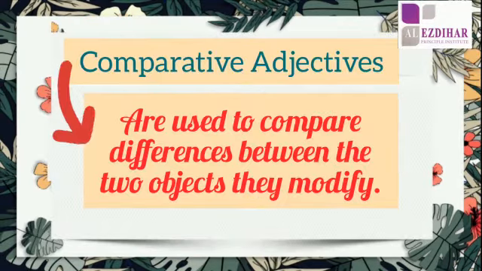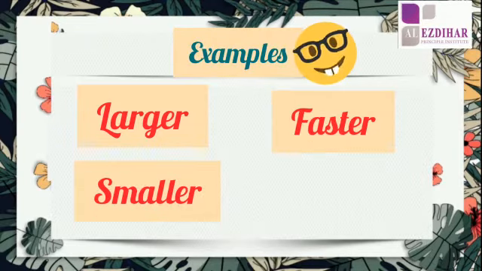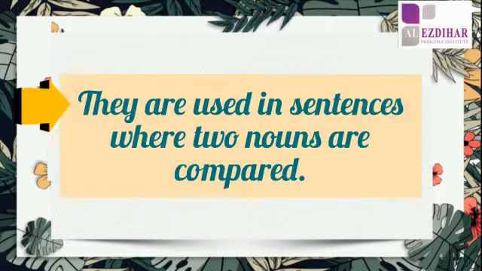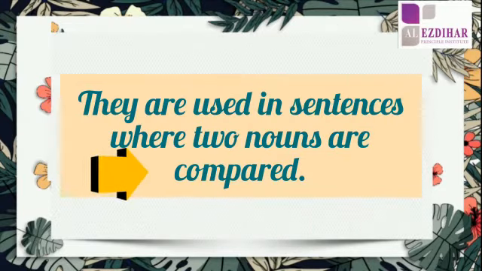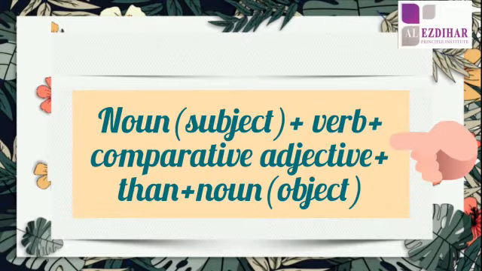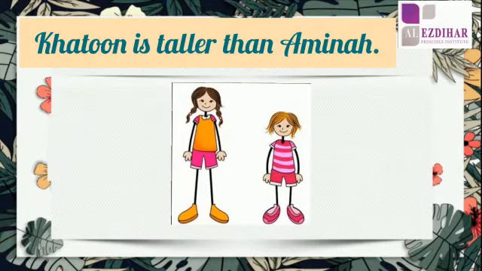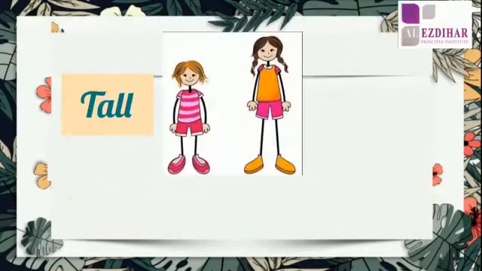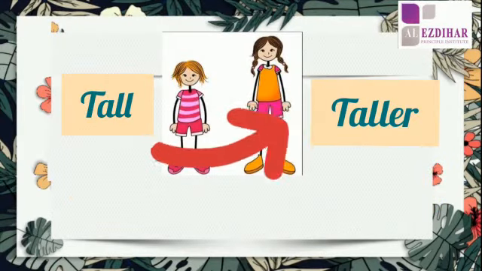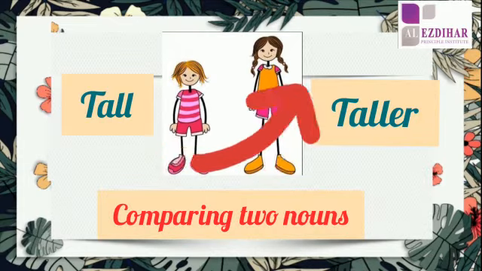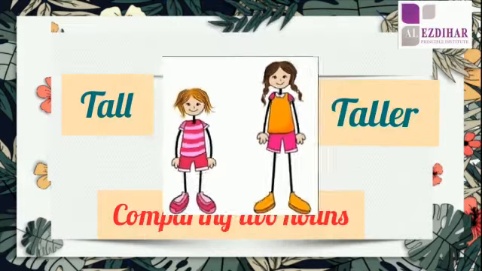Comparative adjectives are used to compare differences between the two objects they modify. Examples: larger, smaller, faster, higher. They are used in sentences where two nouns are compared. Take a look at this pattern. Noun subject plus verb plus comparative adjectives plus than plus noun object. Let's have an example for that. Khatun is taller than Amina. Our adjective here is tall. We call it comparative adjectives because we are comparing two nouns, Khatun and Amina.